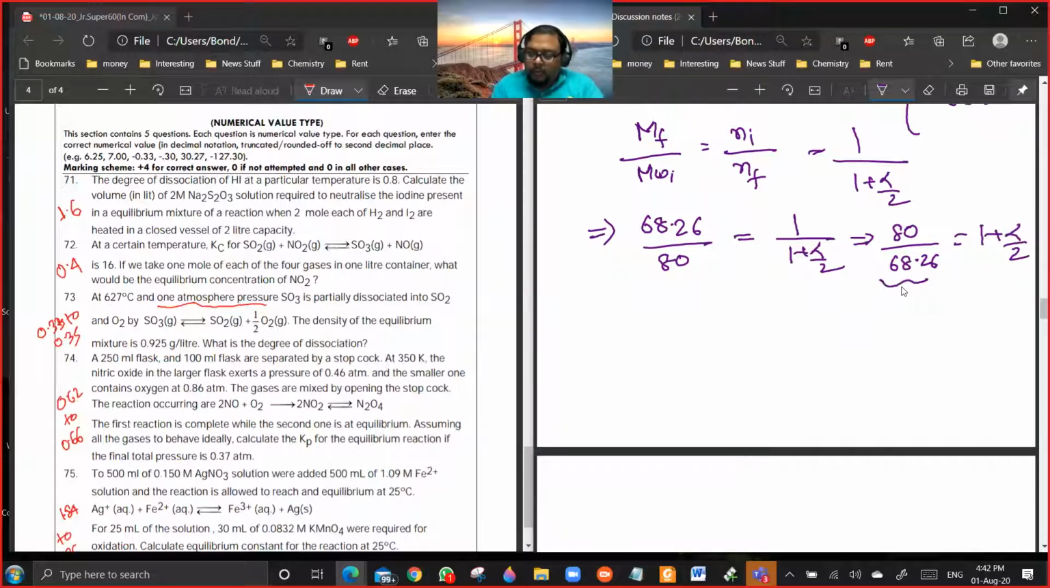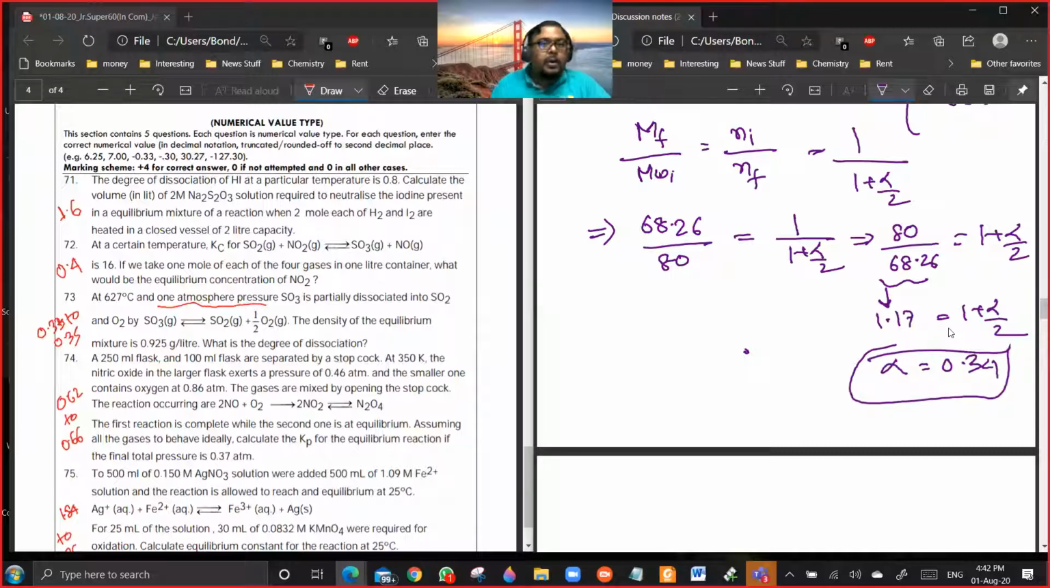This value will come out to be 80 divided by 68.26, which is 1.17, is equal to 1 plus alpha by 2. So alpha is equal to 0.34. So they have given a range between 0.33 to 0.35. Okay.